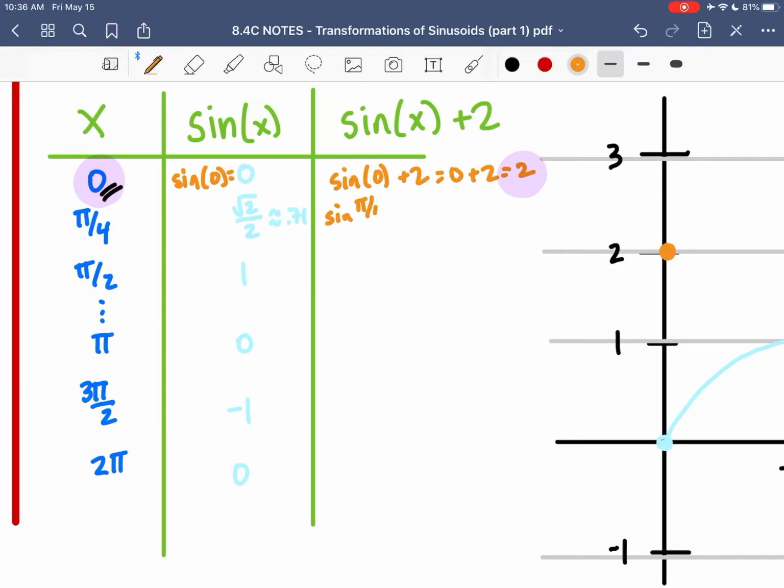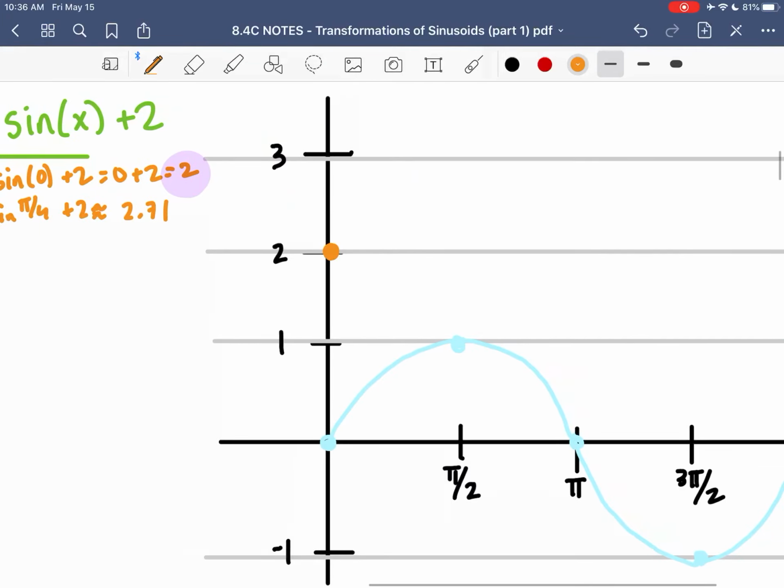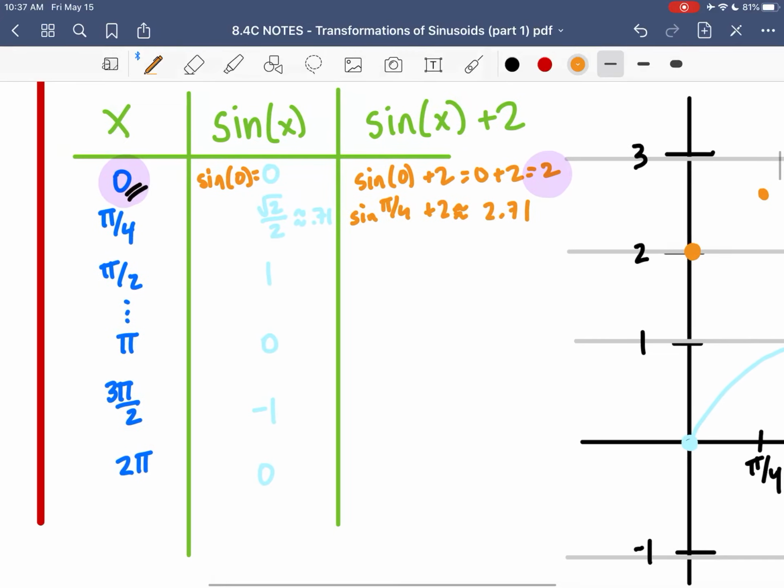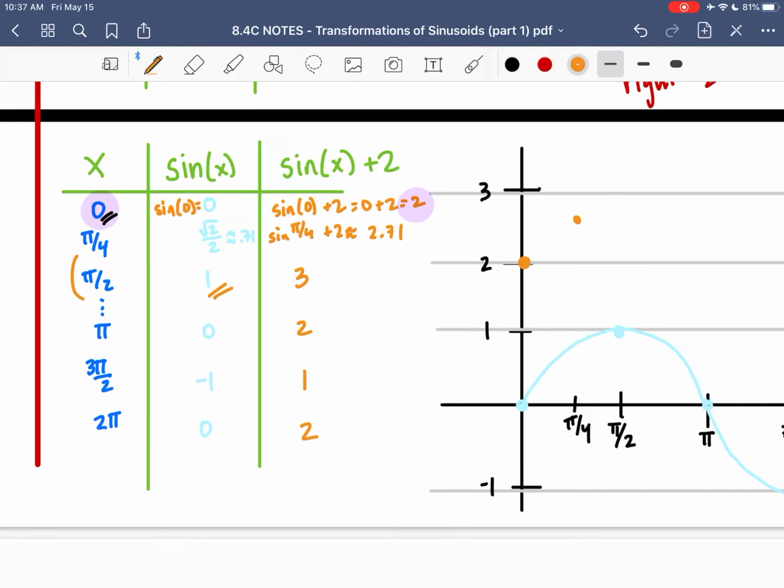For this next one, I have x is pi fourths. So sine of pi fourths plus 2, which is square root 2 over 2 plus 2. It's about 2 plus 0.71, so about 2.71. 2.71 is about there. Oh, but remember, this is pi fourths. I need to put pi fourths on my graph. There. Okay, and then basically we're just going to take whatever the sine of x value was and add 2 to it. So 1 plus 2 is 3, 0 plus 2 is 2, negative 1 plus 2 is 1, and 0 plus 2 is 2. So let's fill in these points.